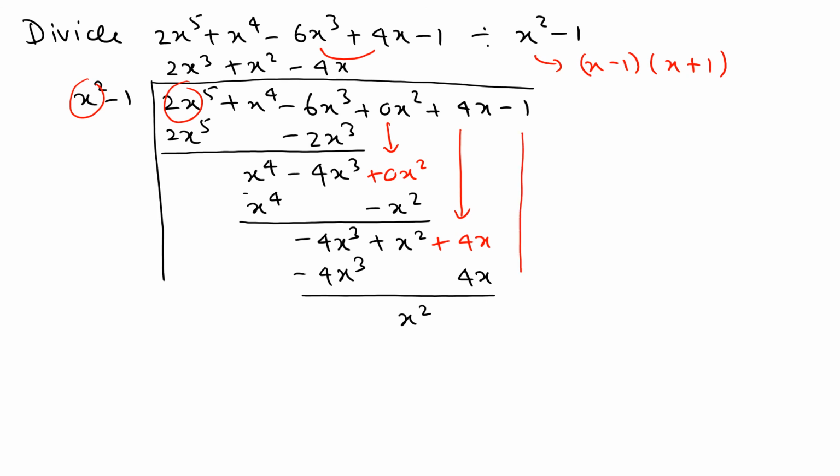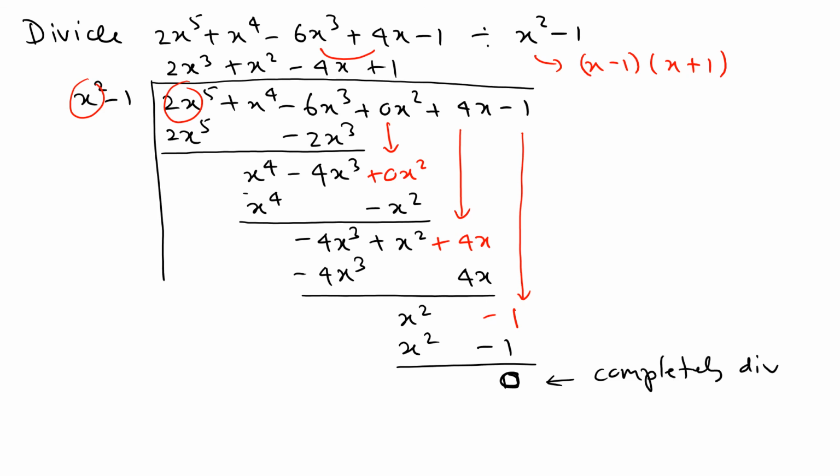That's the next term. When you move it, it is negative 1. And you can see that that's nicely matched with that. So that means the number missing is 1. When you multiply, you get x squared minus 1, which is evenly divided. So you get a 0. That means it completely divides, so you can write the answer like this because there's no remainder here.